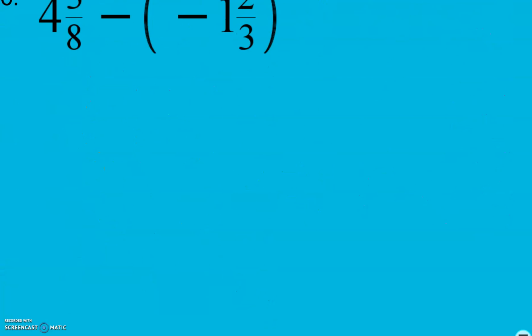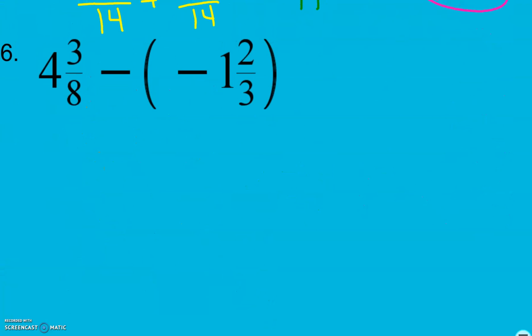In 6, I have subtraction, so I'm going to change to adding the opposite. So I actually have 4 and 3/8 plus 1 2/3. I'm going to switch to improper fractions. 8 times 4 plus 3, 35 over 8. 3 times 1 plus 2, 5 over 3.